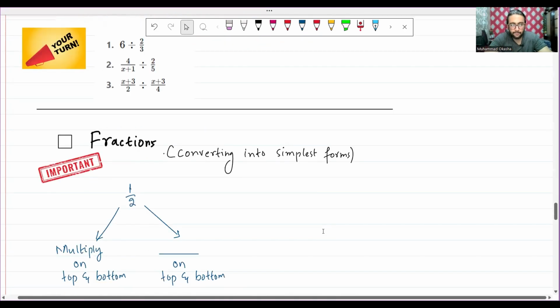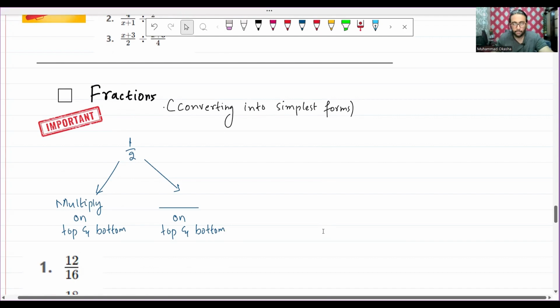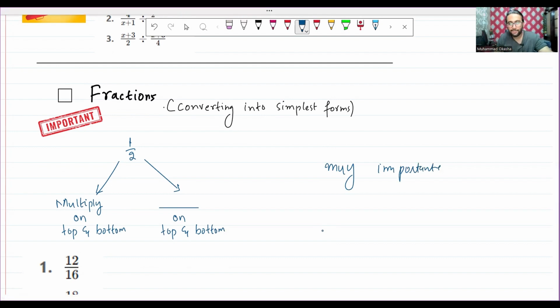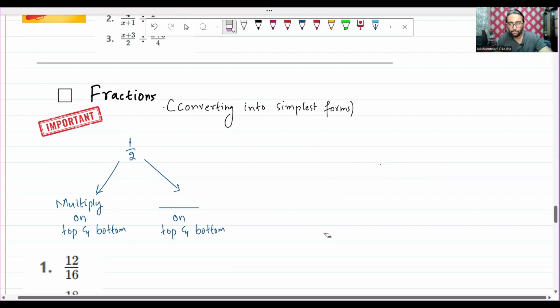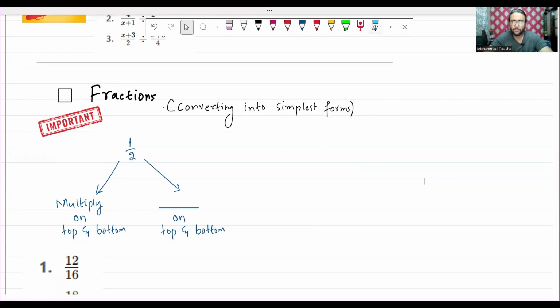Right. Next, very important thing, something muy importante. It's in Spanish, you say, if something is really important, you say muy importante. Okay, fractions. Converting, this is the reason that I put an important over here, because this is a very commonly seen question in past papers. You will see a lot of questions saying, well, convert this into the simplest form. What do we mean by that?